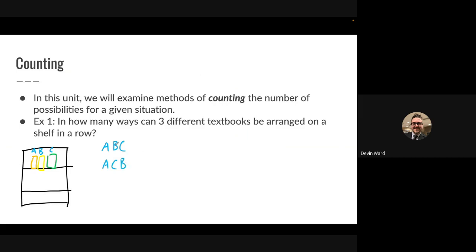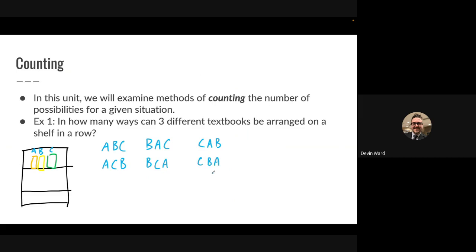What if I want to put B, the yellow book, first? I could go B and then A and then C, or I could flip them again, go B, then C, then A. Maybe I want book C first. Maybe that's the first book of the series. I'll put C, A, B, like a cab, or I can go C, B, A.